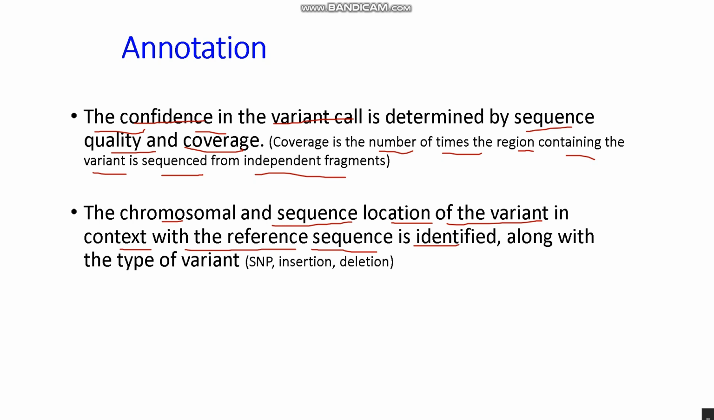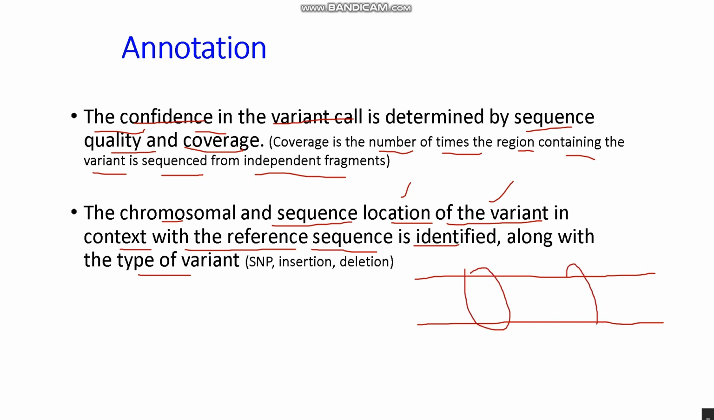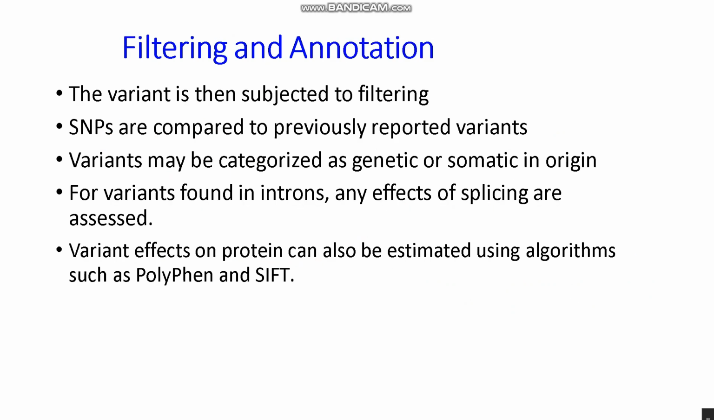The location of the variant and the genomic position can also be identified by the reference sequence along with the type of the variant. For example, this is a test sequence and this is a reference sequence. The location of the variant may be here or there, and it is identified by comparing it with the reference sequence.